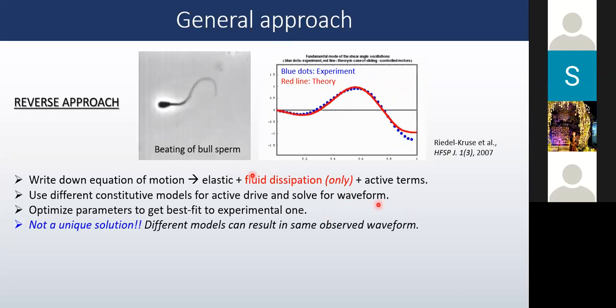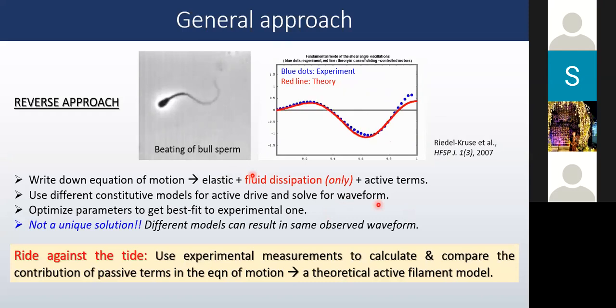And as I said, I will ride against the tide. I will use experimental measurements, rather than starting from an equation of motion, to calculate and compare these two terms. As I said, I am interested in this fluid dissipation term. How much role does it play for the beating of a single cilium? So I need to compare it with the elastic terms, and then I will get an equation of motion out of it. And in this whole process, I will try to build a theoretical active filament model. So what the literature has been doing is going from equation of motion to experiments. I will be going from experiments to equation of motion. And that is what I meant by ride against the tide in my title slide.